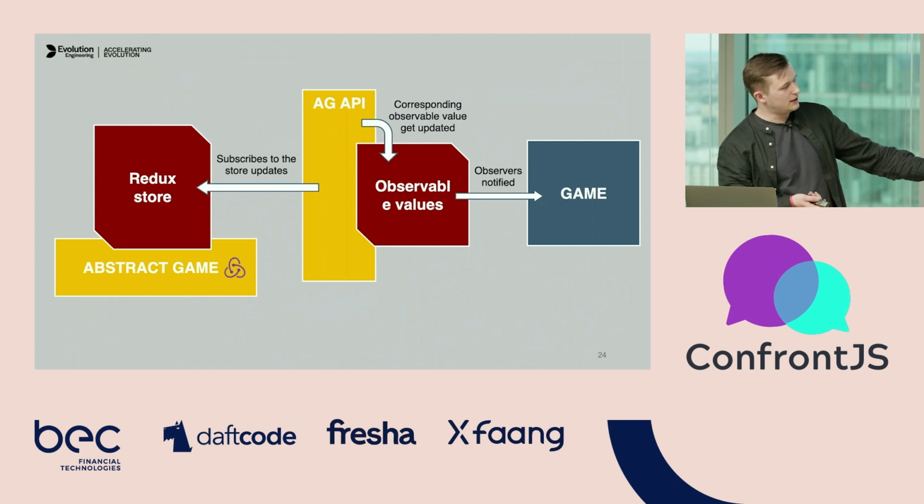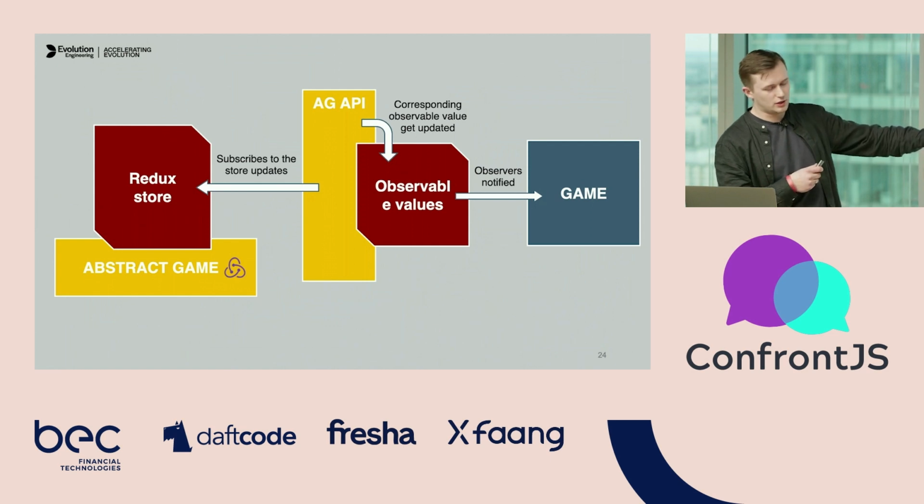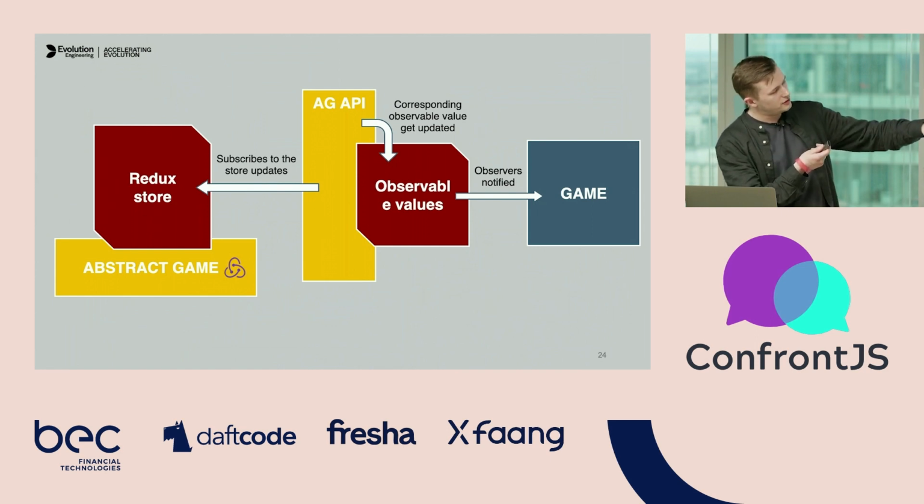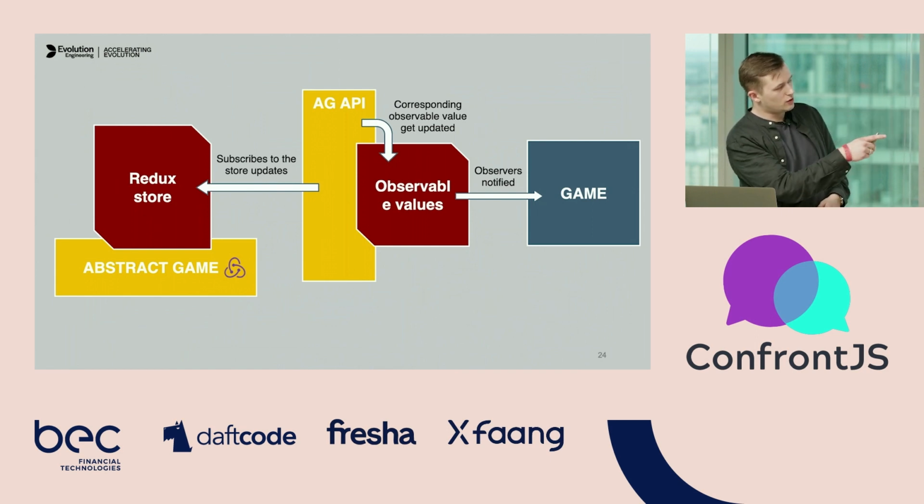Abstract game API, as a wrapper over the Redux store of our abstract game, will just subscribe to the store updates. And in its own turn, on every store update, it will go over all the values and get them updated. So whatever subscriber the game has on that value, it will be notified every time the Redux store is updated.